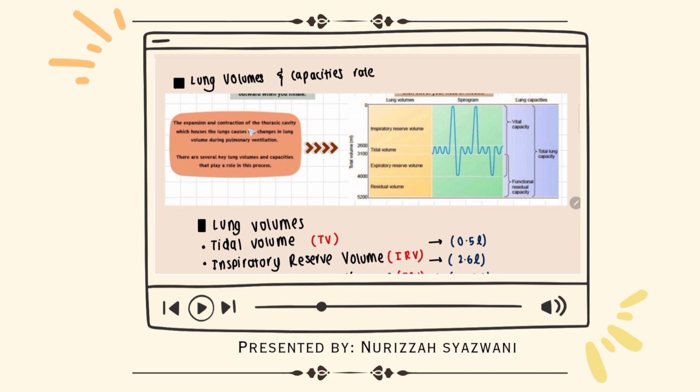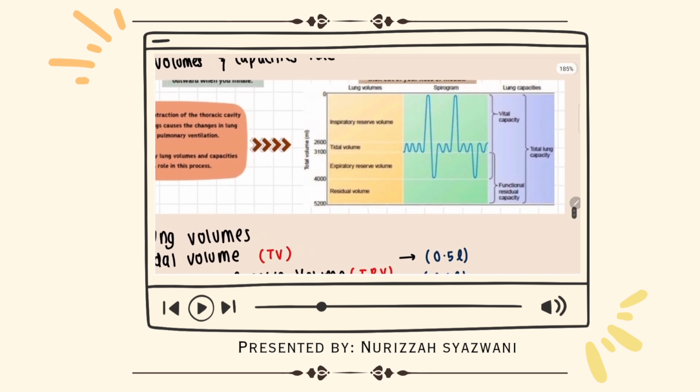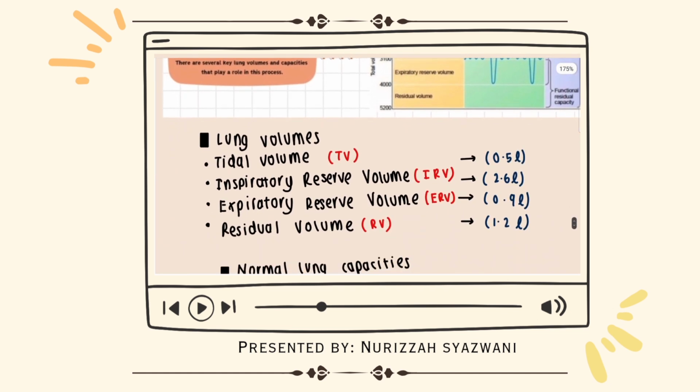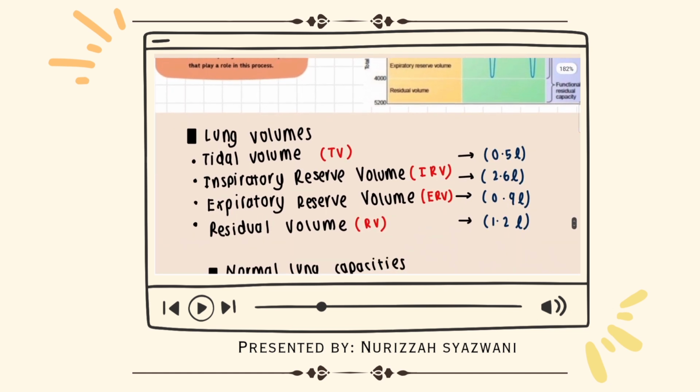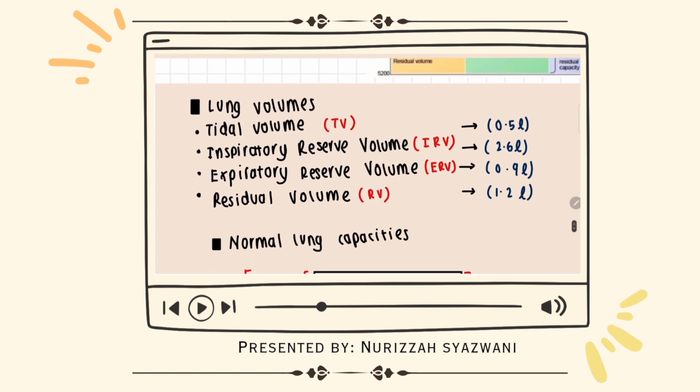In this part, I will be explaining about the lung volume and capacity rate. The expansion and contraction of the thoracic cavity, which houses the lung, causes the changes in lung volume during pulmonary ventilation. As we can see in this diagram, it shows the waveform produced by a spirogram that represents the vital capacity. There are four types of lung volumes: the tidal volume, that is the small amount of air that we breathe daily; the inspiratory reserve volume, IRV, which is the air that we forcefully inhale; in contrast to IRV, the expiratory reserve volume, ERV, which is the air that we forcefully exhale; and lastly, the residual volume, RV, which is the air or gases that we cannot forcefully exhale.